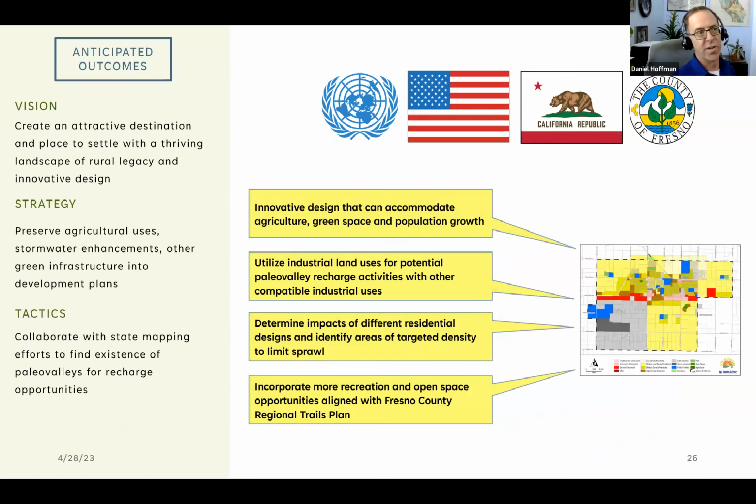And at a local jurisdiction level, we want to create an attractive destination, a place to settle, a thriving landscape for our city. How do we do that? Well, there's unique ways you can plan for your residential uses in the future. Maybe it's a hybrid approach. We also want to have stormwater enhancements and groundwater recharge capabilities and such. So these are some of the specific actions you can take.